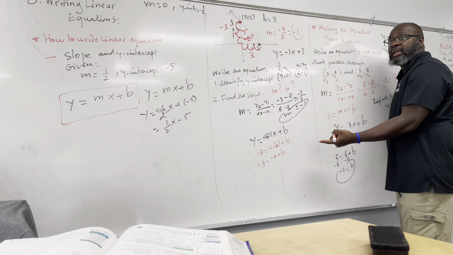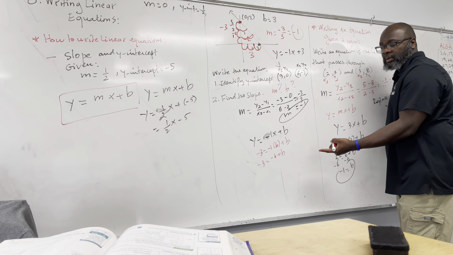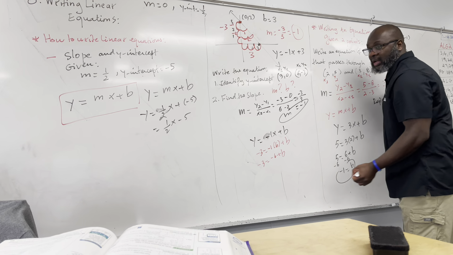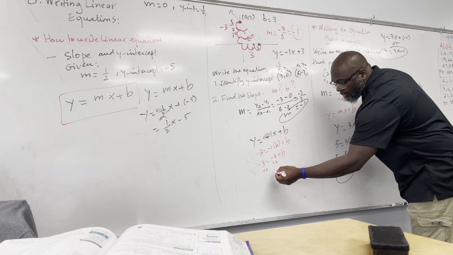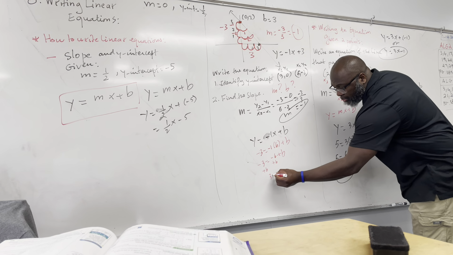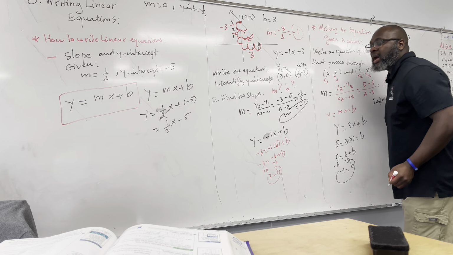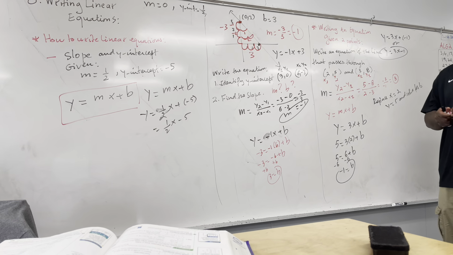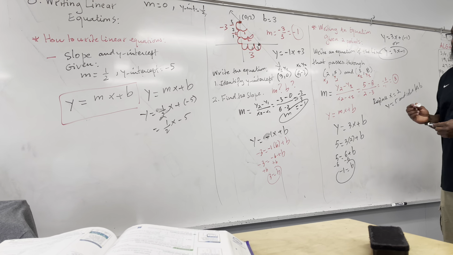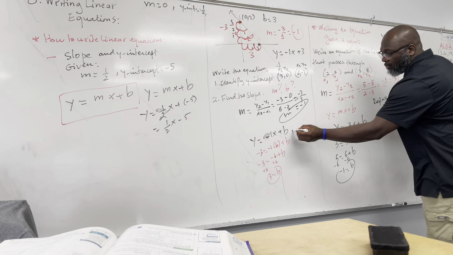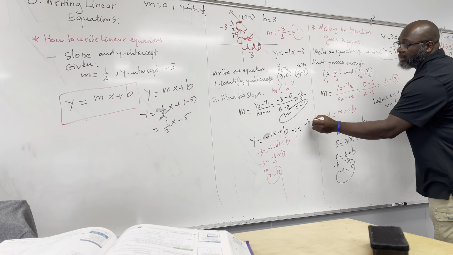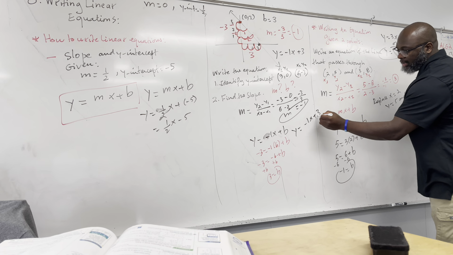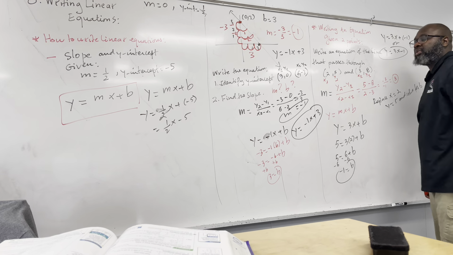So what do I do to find b here? I add 6 to both sides, right? So negative 3 plus 6 is 3. So b is equal to 3. So now I have b. Can I write my equation? Yes. So my equation is going to be y equals negative x plus 3, right? And this is the complete equation.